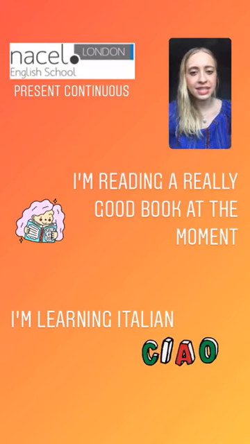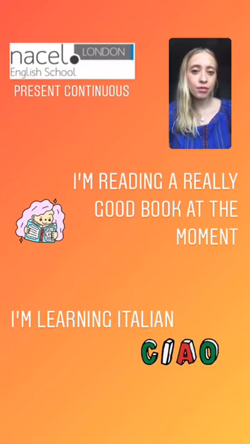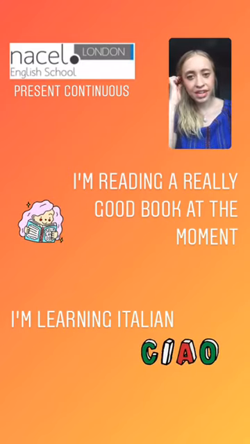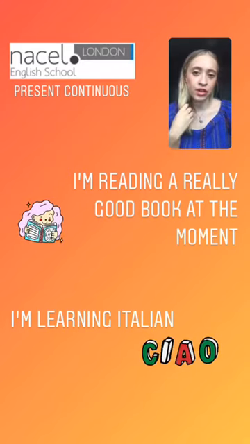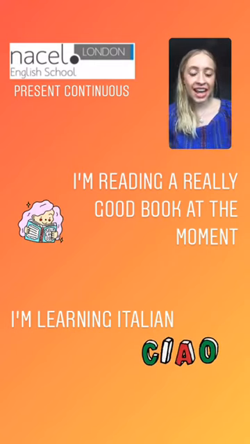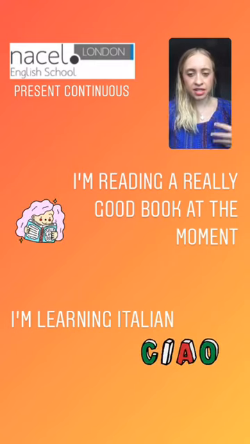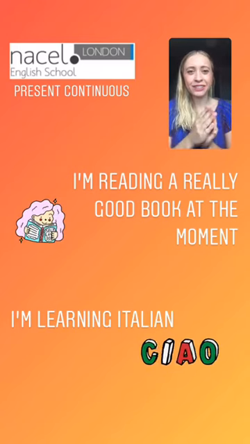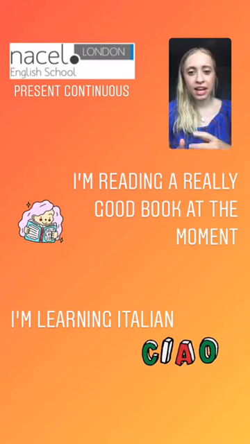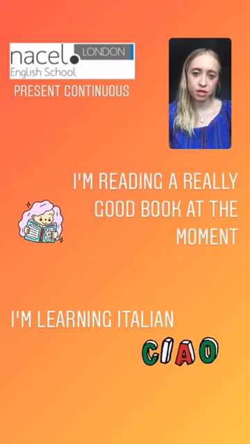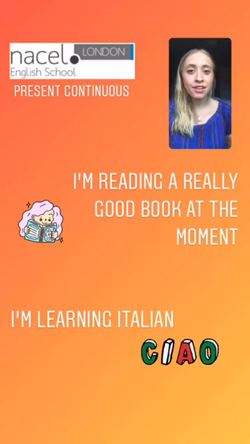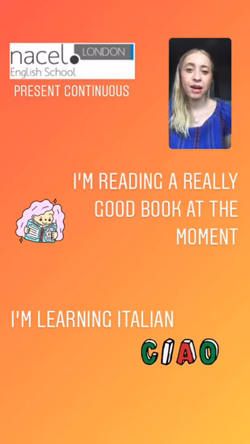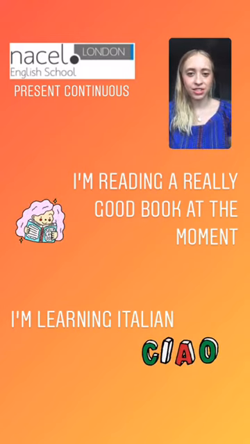I have 2 examples here. I'm reading a really good book at the moment. So this means the action hasn't finished, so it's continuous. But maybe I'm not reading right now, not this second, but I've started the book and I haven't finished it. Obviously, it takes a long time to read a book, maybe 4 days, 5 days. You cannot do it all in one action.